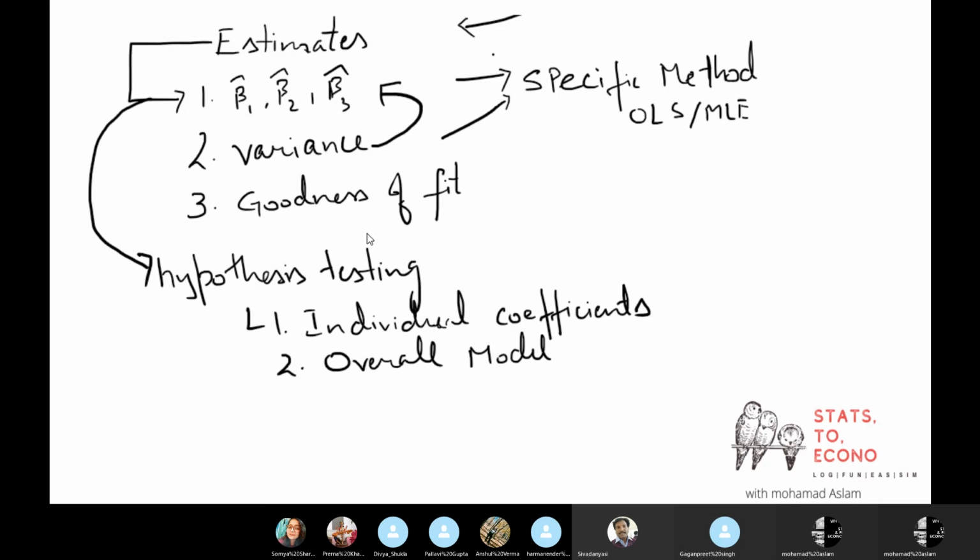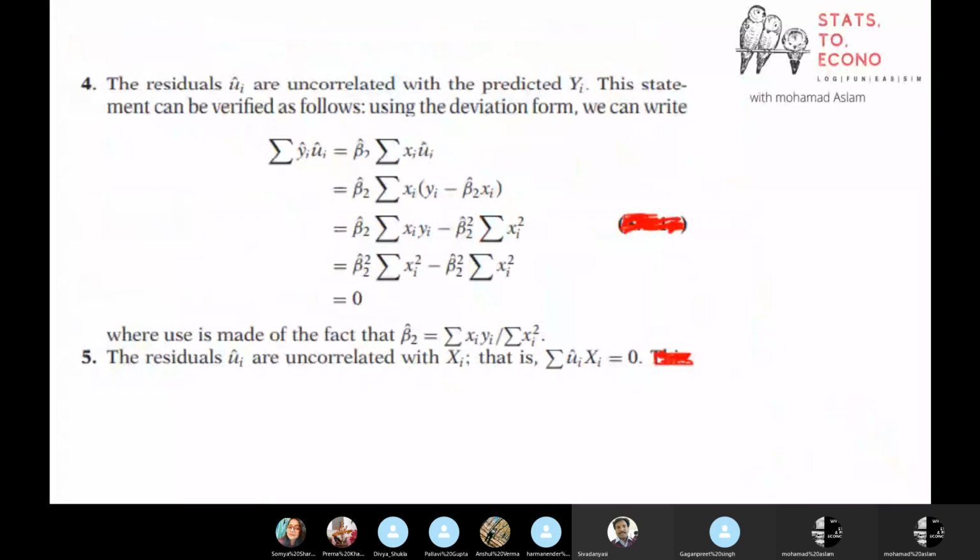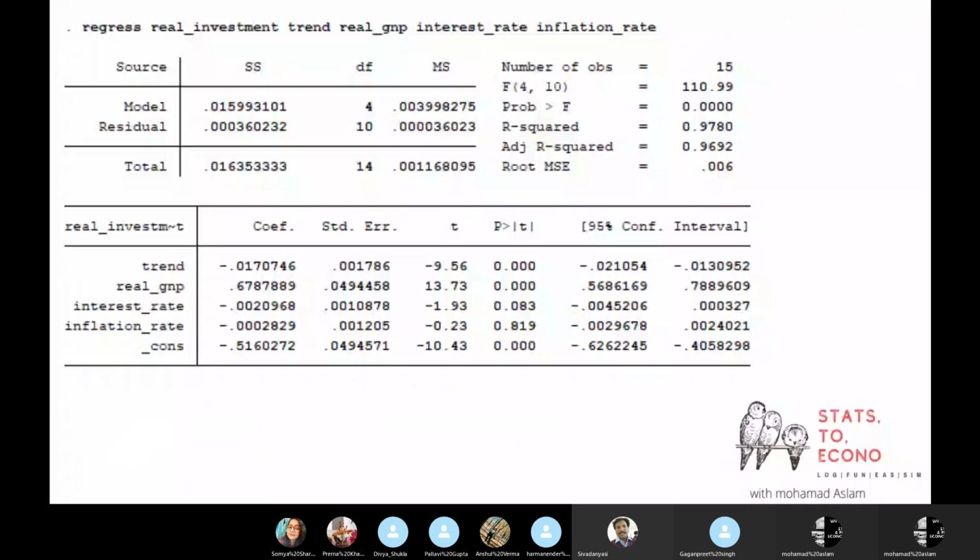So whenever you apply any regression model, let's see the last table. These tables give you all these figures. These are the estimates: beta 1, beta 2, beta 3, beta 4. The standard error comes from the variance, the root of the variance. With that, goodness of fit, R square, you will find here. T-stat values to check hypothesis testing of these individual coefficients.